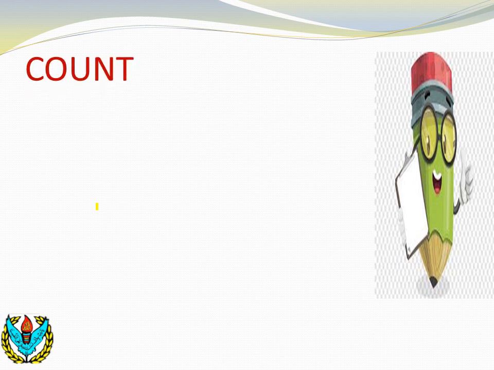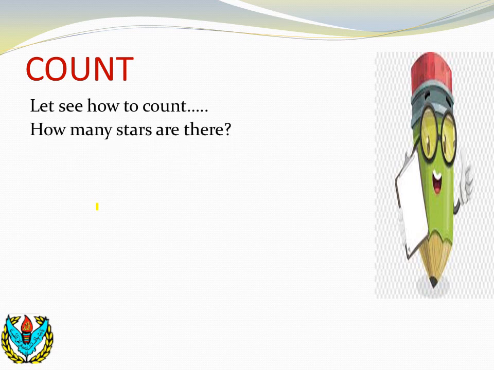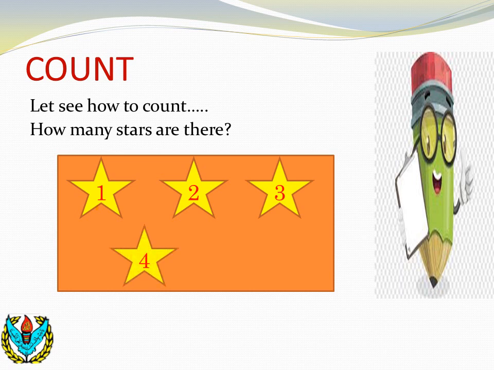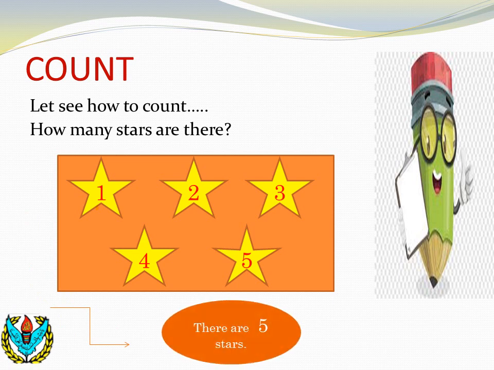First of all, we will learn how to count objects. Look at your screen. Here are some stars. Count with me: 1 star, 2 stars, 3 stars, 4 stars, 5 stars. There are total 5 stars on your screen. Count again: 1, 2, 3, 4 and 5. There are total 5 stars on your screen.